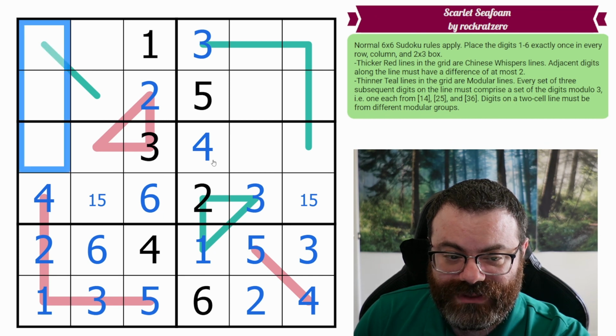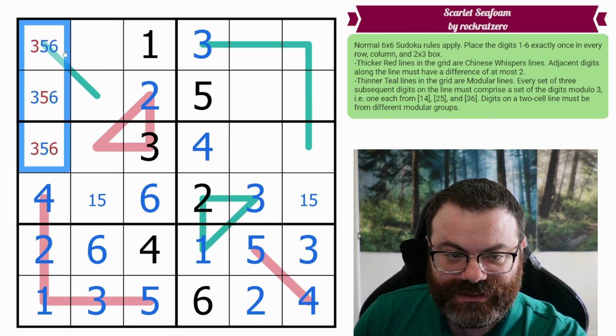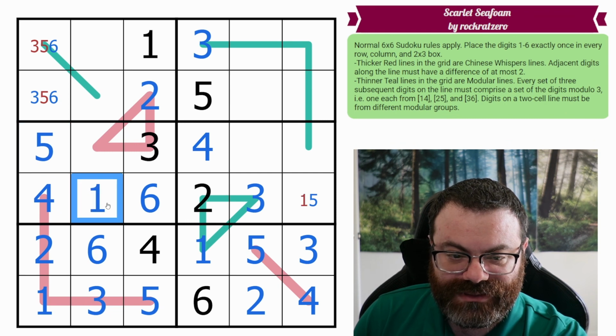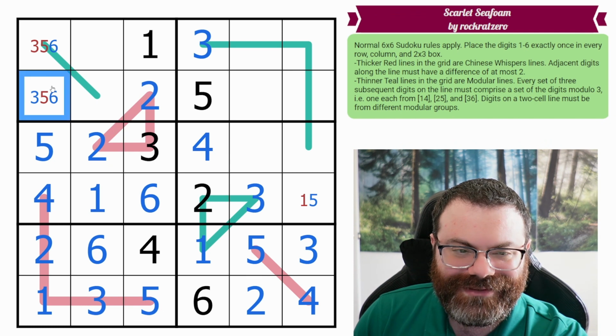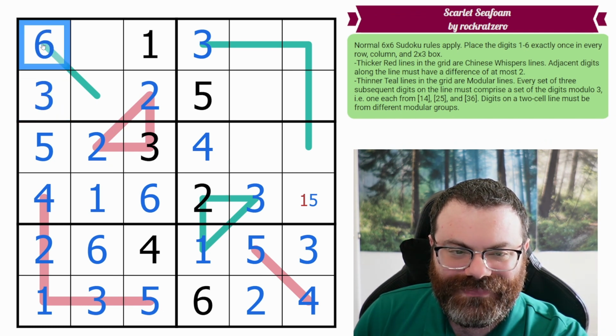Okay. I am going to fill these 3. We need 3, 5, and 6. So this is only 5. That's a 1. That's a 2. These end up both 2. Okay. Didn't have to think about that line. That's a 6 and that's a 3.